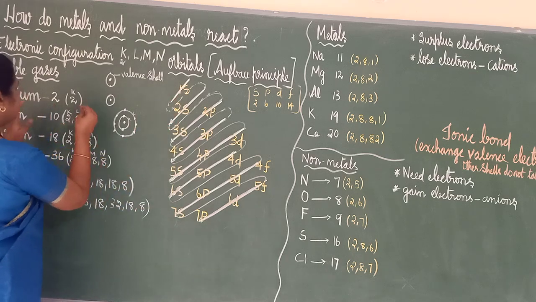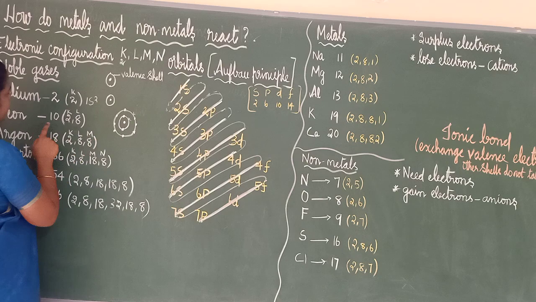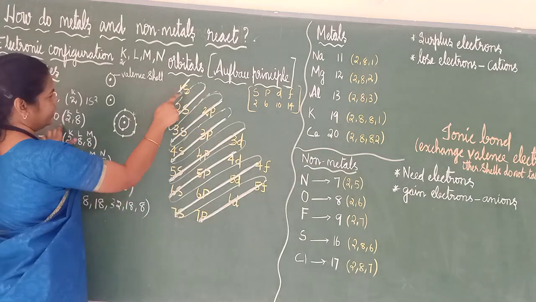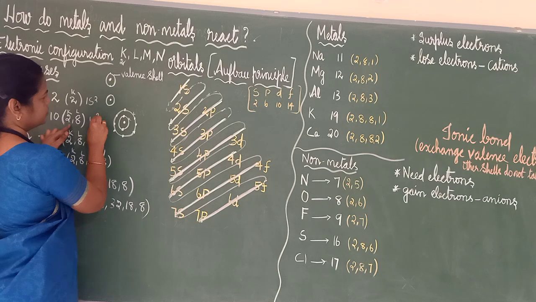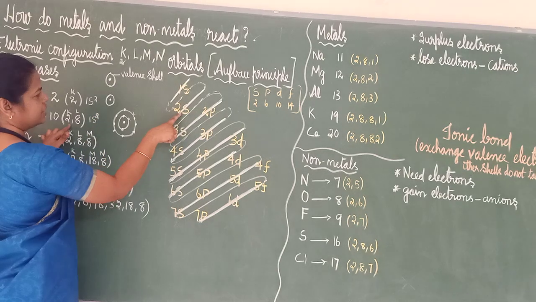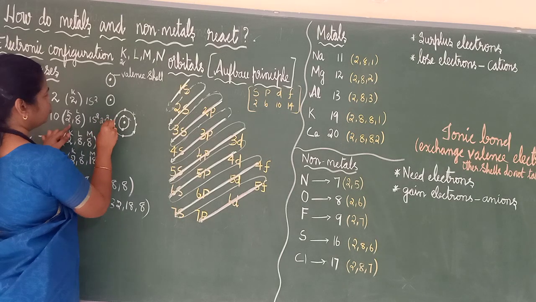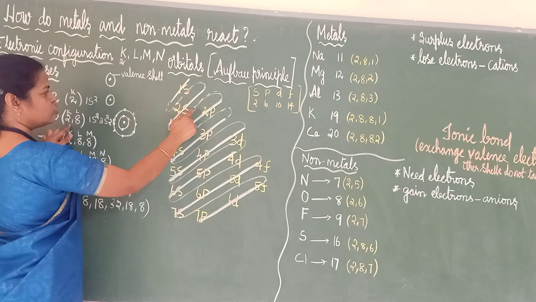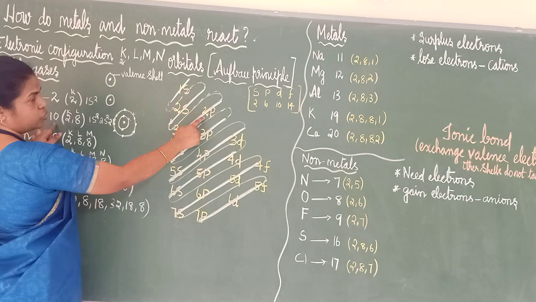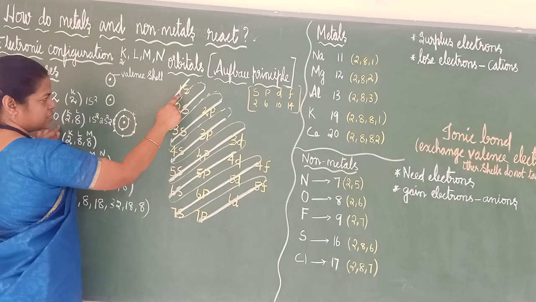Okay, I will write it as 1s2. For neon, if I am writing 1s2, 2s2, 2p. The next one. Because this is 2, this is 2, this is 6, here 10 should come in total. See here, 10 total. This is 2s.